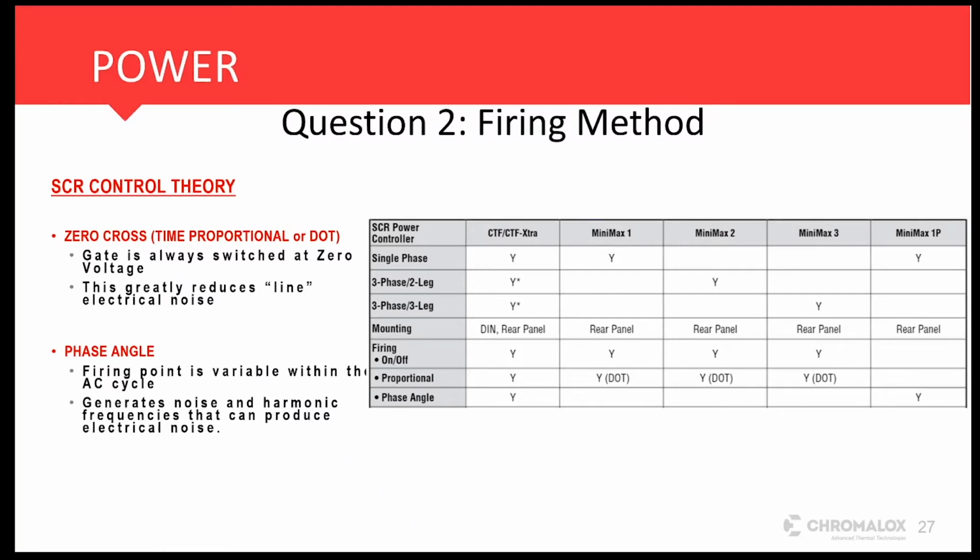Phase angle generates a lot more electrical noise, but for certain applications, it's necessary. Almost all the time, if your customer needs phase angle, they're going to know that and they're going to tell you. So 0 cross is fine for the vast majority of applications, unless stated.